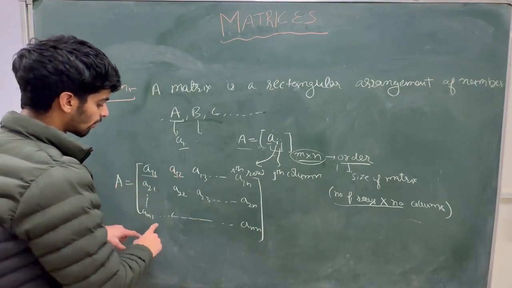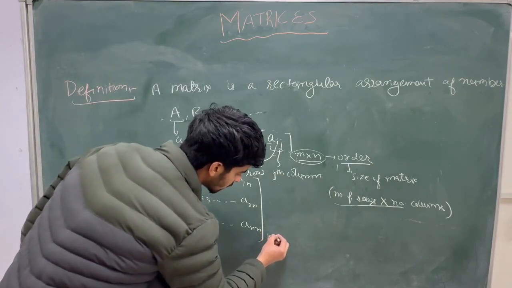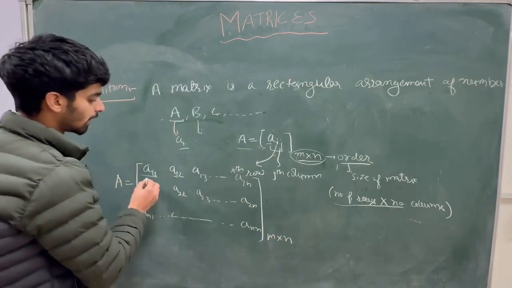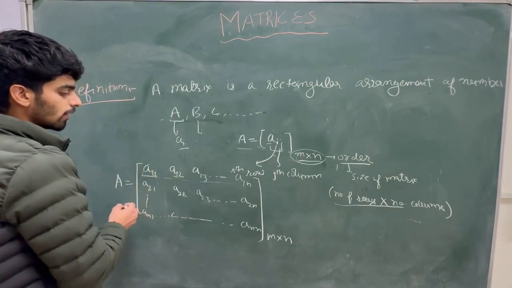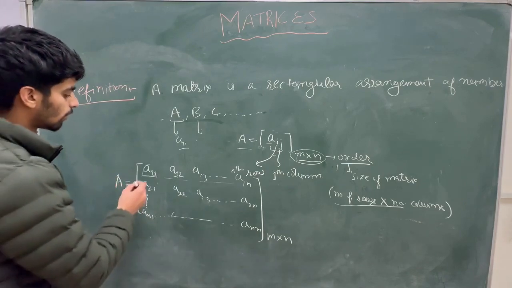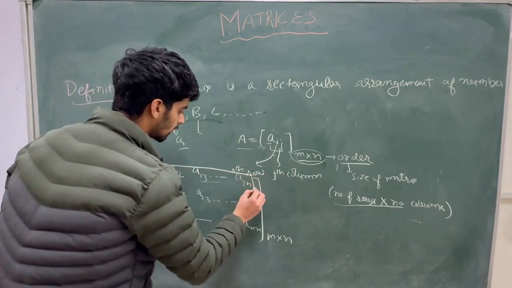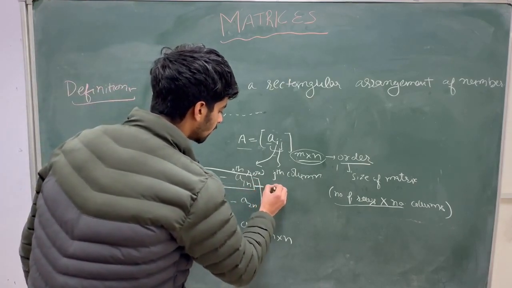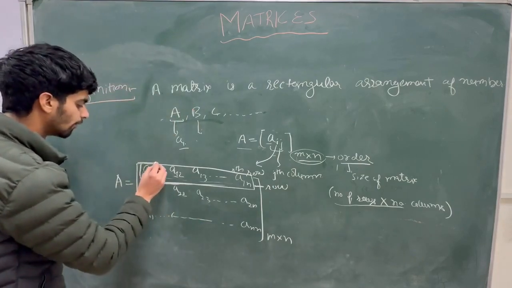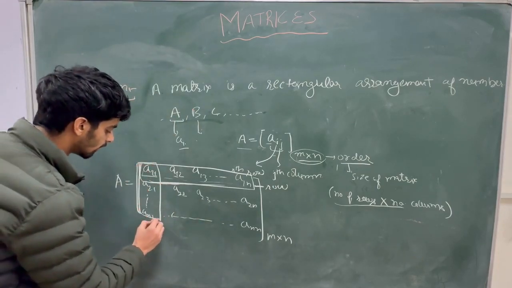And what is the order of this? M cross N, where M is the number of rows and N is the number of columns. So what is a row? A row is just a horizontal line. Horizontal elements are called rows, and vertical elements are called columns.